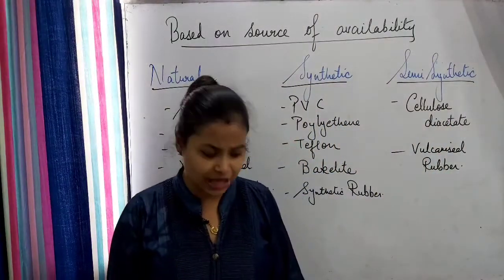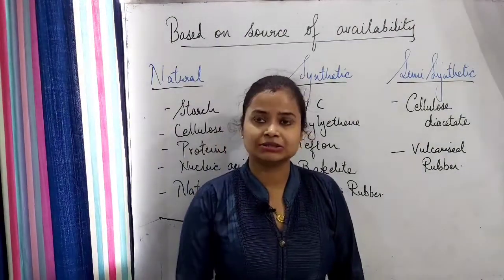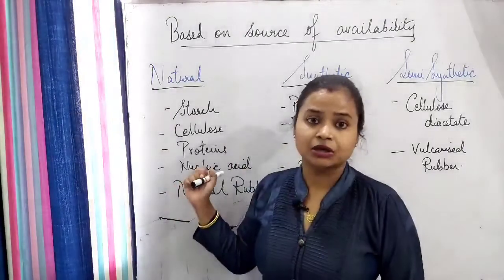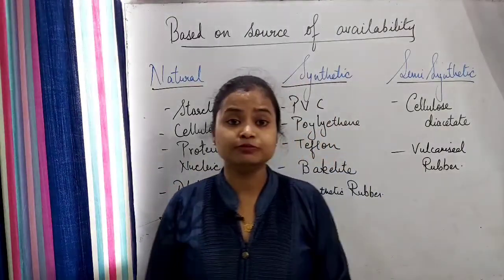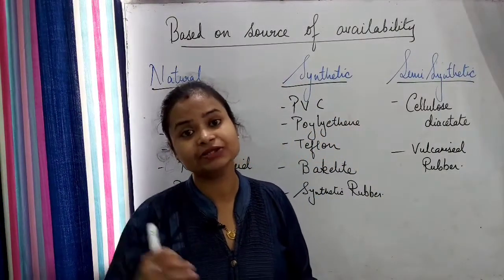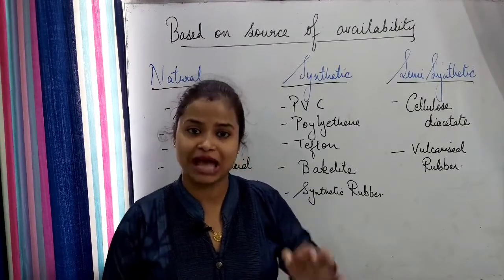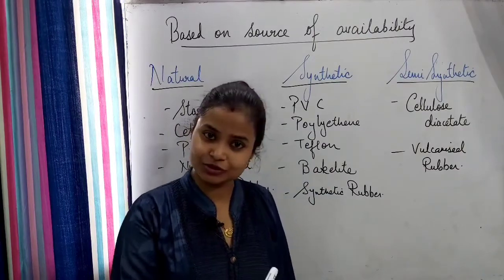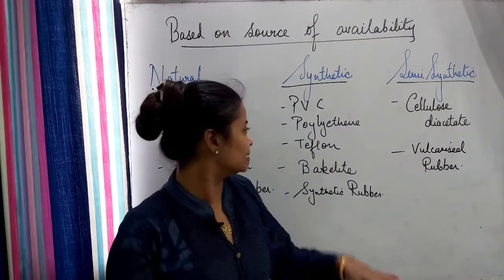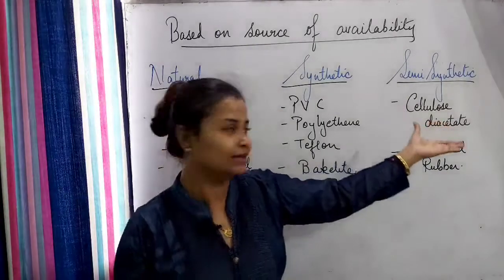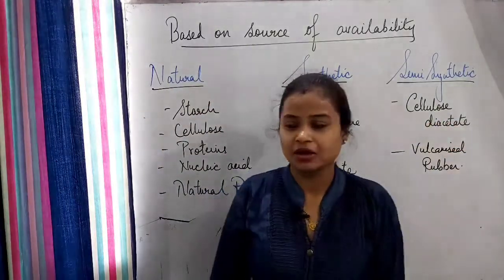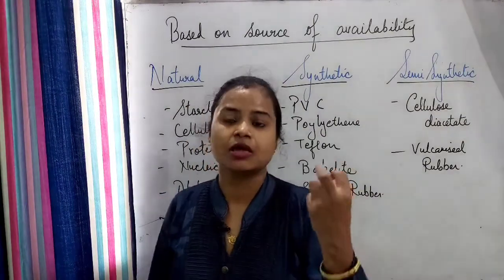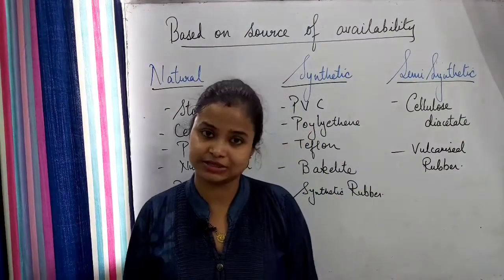Now see, cellulose diacetate. We know what cellulose is, it is a naturally occurring natural polymer. Okay. Now when acetylation of cellulose is carried out with acetic anhydride in presence of sulfuric acid, then we obtain this polymer, cellulose diacetate. This is used for making types of glasses, then films, threads, etc.